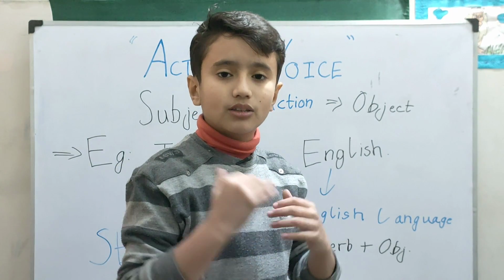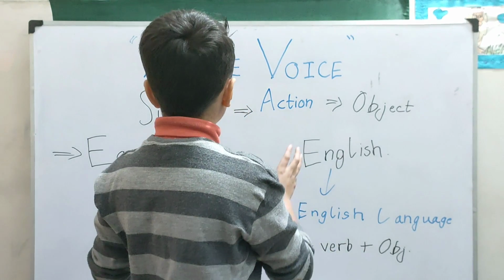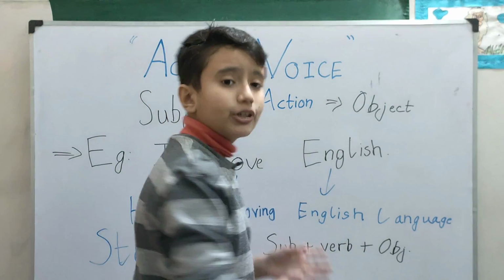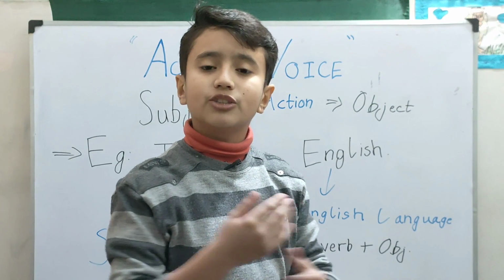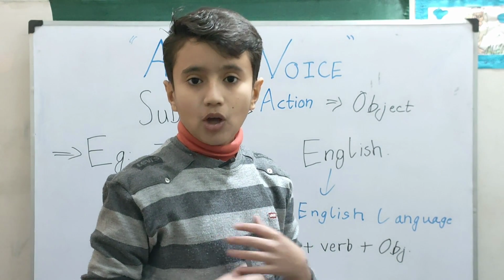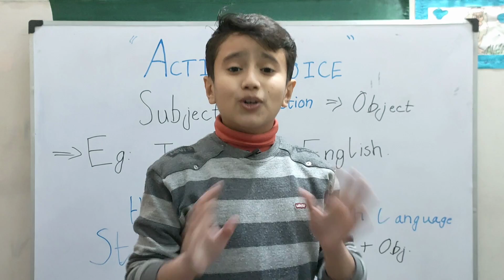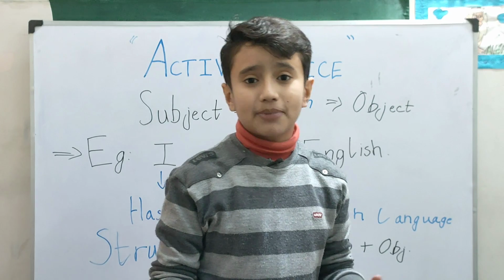So these are some things that are being changed. For example, in the active voice, we are saying I love English. In passive voice, English is being loved by us, by me. Or we can say we love English, so English is loved by us. So this is how active voice and passive voice work.